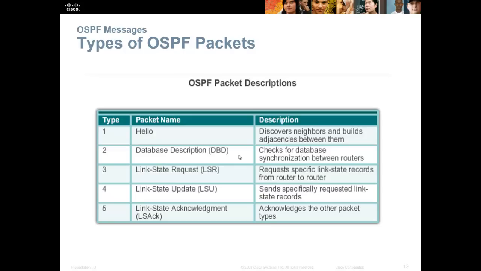Then if another router gets that and sees one that he doesn't have, he'll send a request and says, oh, hey, I request more information on this route that you mentioned in your DBD. And then you send him back an update. Oh, hey, here's the information you requested. And again, acknowledgments just acknowledge that you received the other packets.